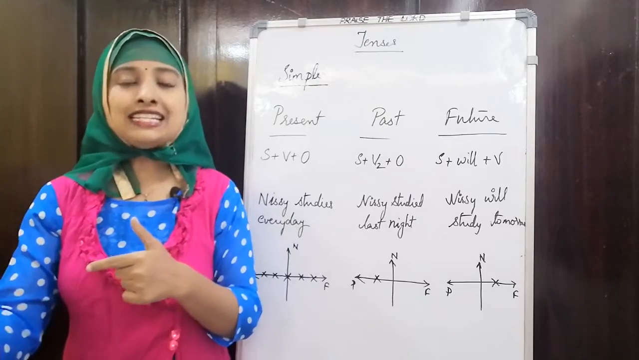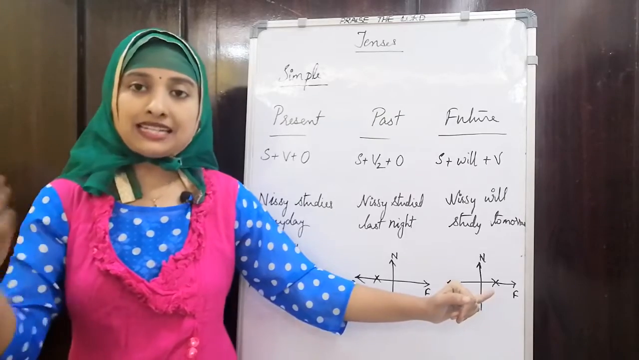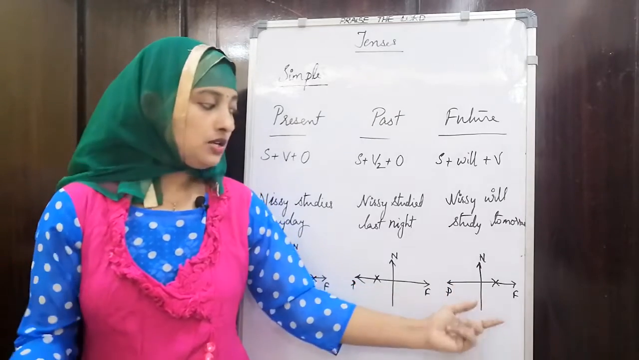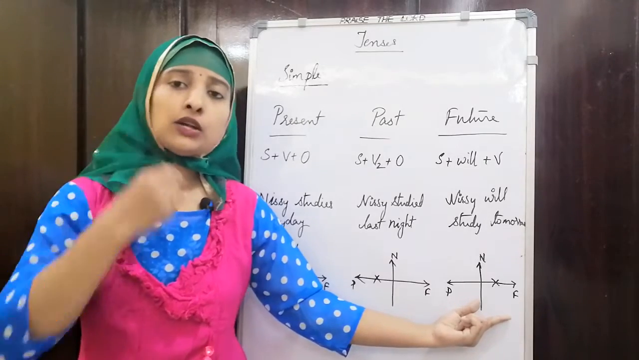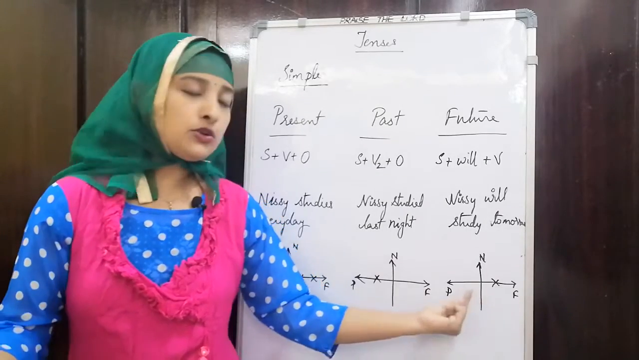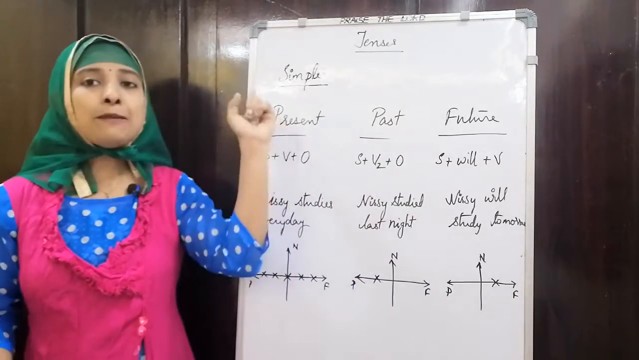Nissi will study tomorrow, that is also in future. Okay, so that is also completed. She will be doing it in future. So that is an action which will get over, which will take place in the future. So you can say in the future the event will take place. So this is about simple aspect.